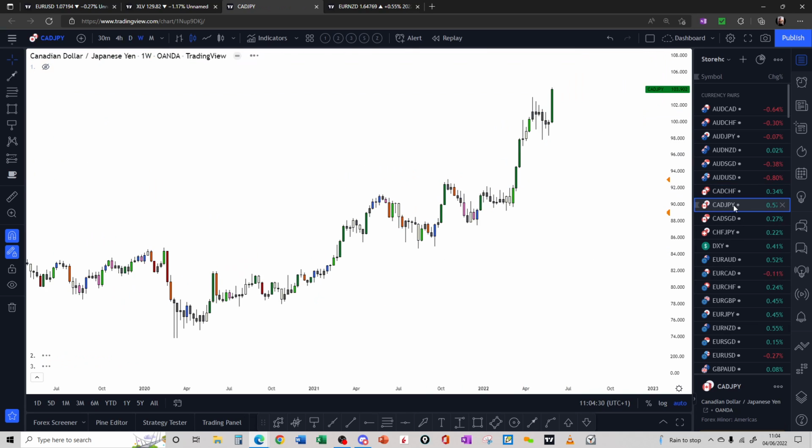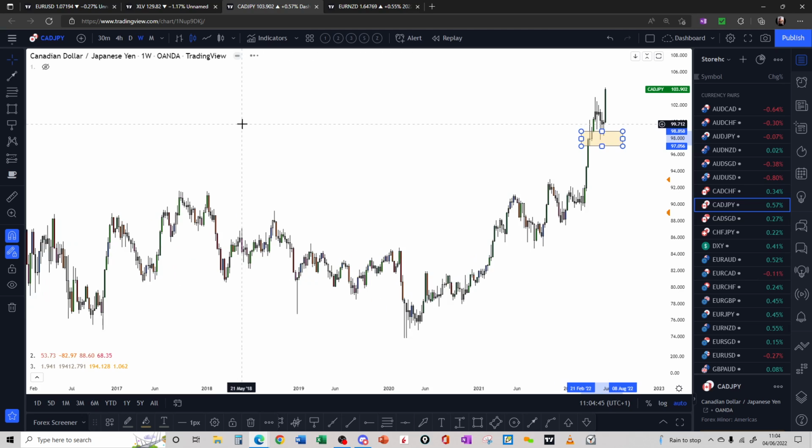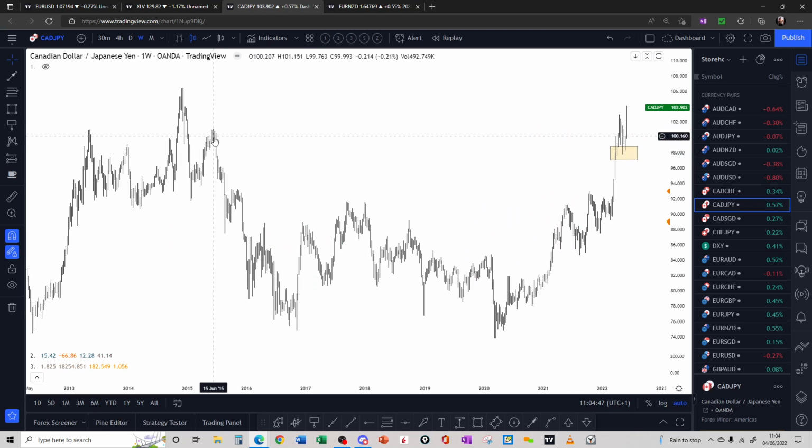Okay, CAD yen, wow, similar picture. It's just run, right? It's holding really sloppy demand zones, and it's moving strongly. Let's squeeze this out and look at where we've had. Look at those. You see the power of trend.